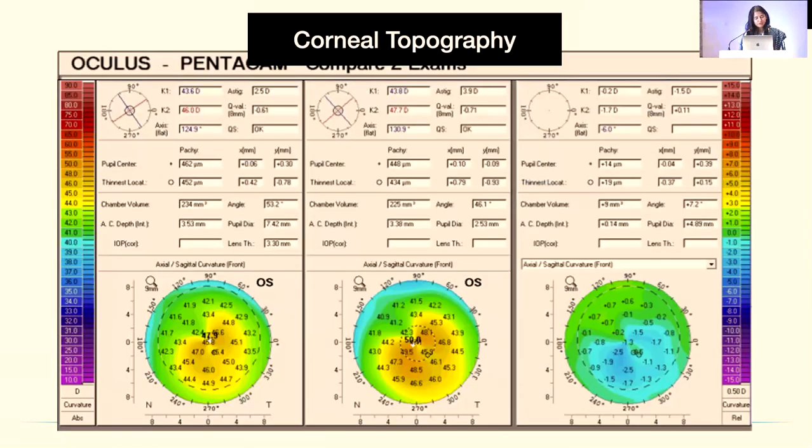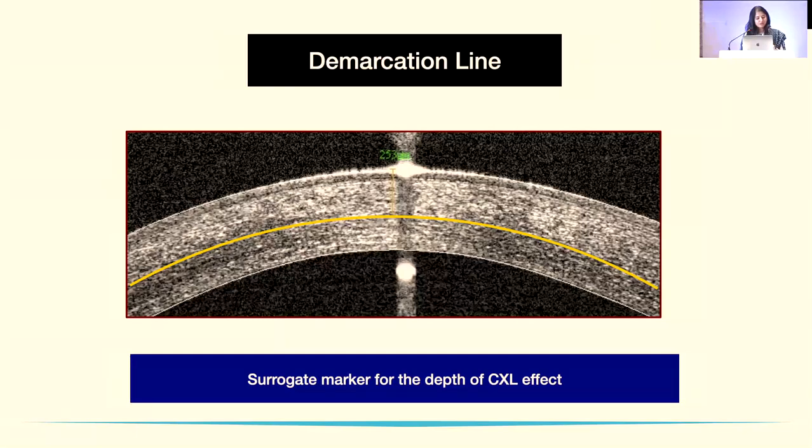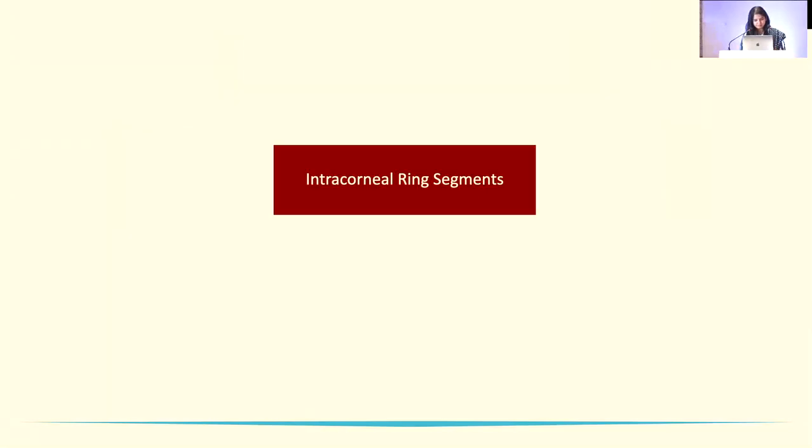What is expected post-op is corneal stabilization, and at times corneal flattening is also seen over time. On OCT, one can see a demarcation line like this, which is used as a surrogate marker for the depth of the CXL effect, but it should not be taken as the actual depth at which collagen cross-linking has happened. It can only be used as a surrogate. So this was the basics of collagen cross-linking, which helps in stabilization of the disease.